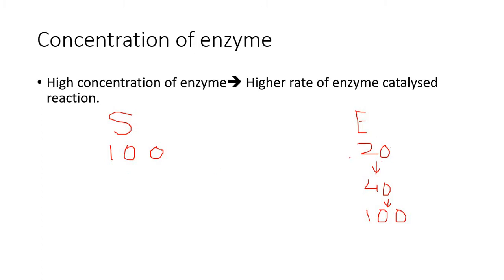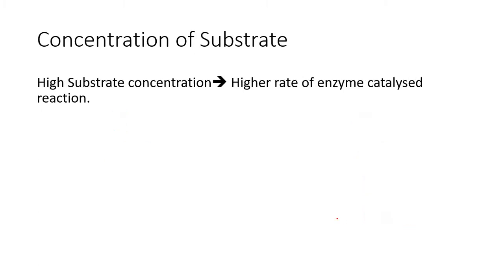That means when you increase the amount of enzyme in relation to substrate, what will happen? More enzymes will be available to bind the substrate, and that will further increase the rate of reaction. But if the concentration of enzyme is less, then fewer enzymes will be available to bind the substrate, and that will eventually decrease the rate of reaction. So as we increase the amount of enzyme molecules, the rate of enzyme catalyzed reaction will go on increasing. Then next is the substrate.